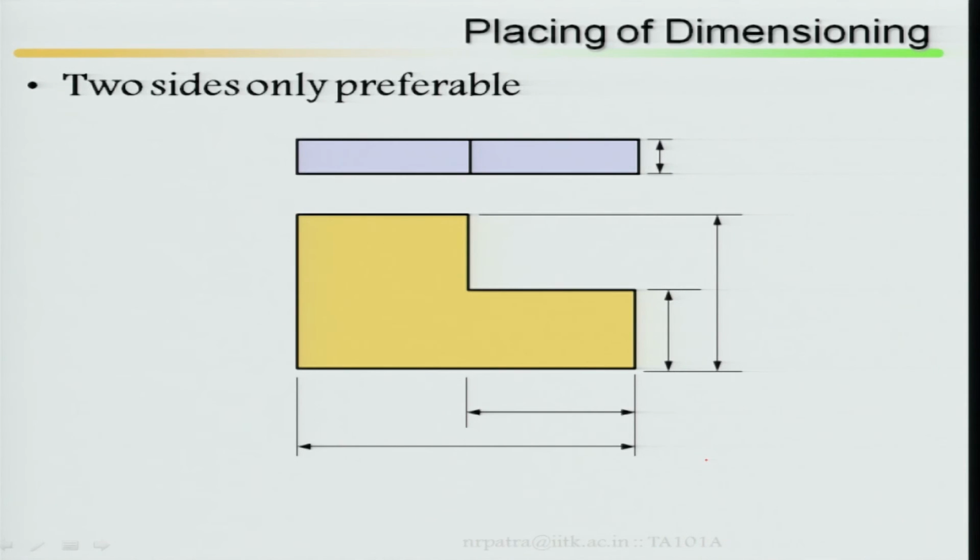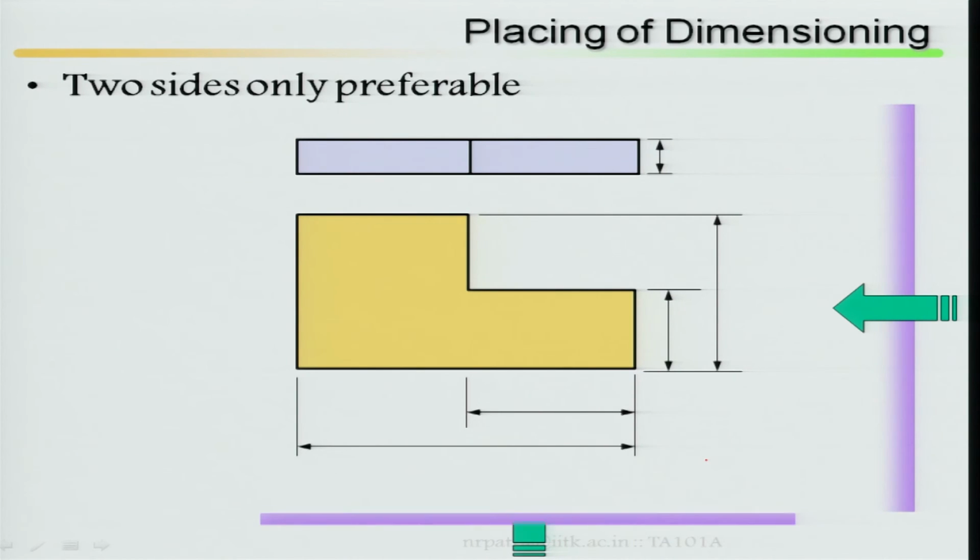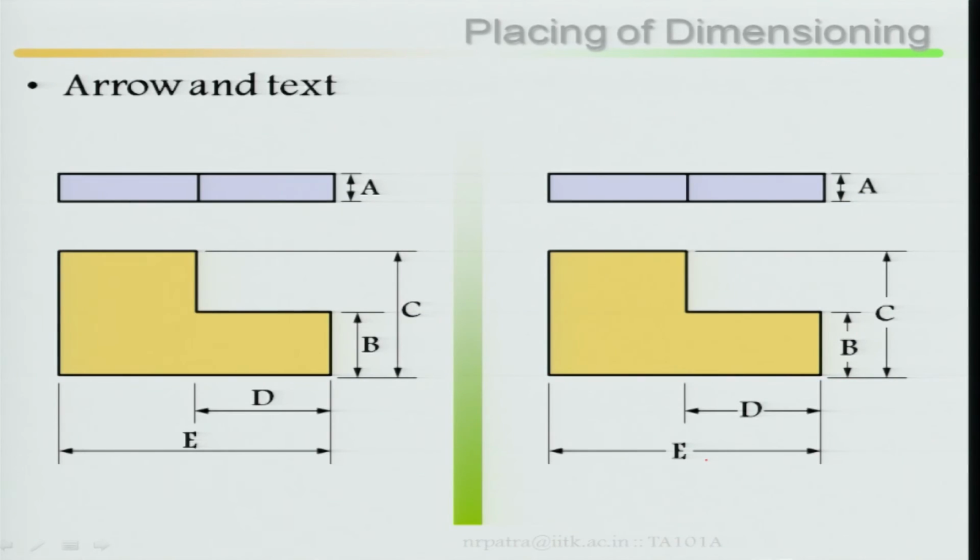If it is orthographic, any view, whether it is side view, top view or front view, for example the front view, only prefer two sides, this side or this side, not all sides. If you start with the two sides, the same thing will continue for the other faces also. Arrow and text, placing of dimensioning. How do you place the dimensioning?